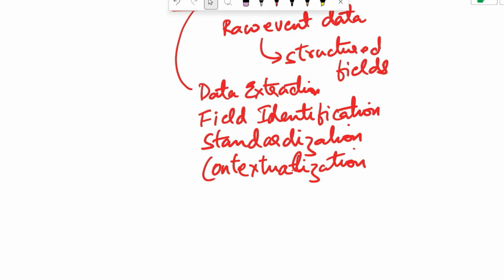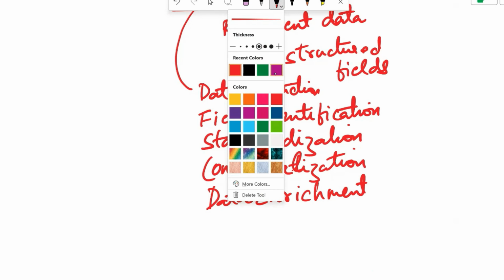Next one is contextualization. Parsed data provides context and details that facilitate better understanding of events during analysis and correlation. Next function is data enrichment. Parsed data can be enriched with additional information from external sources such as threat intelligence feeds to enhance its value and context. Now let's talk about event normalization.